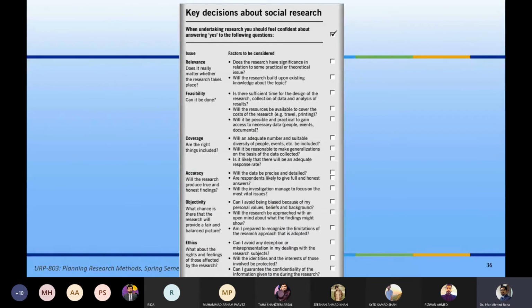ethically transparent, and whether you are approaching the problem or the phenomena you're going to be researching properly. All the objectives you have formulated, have you achieved those objectives or not? So again, this checklist can really help you in a research proposal.